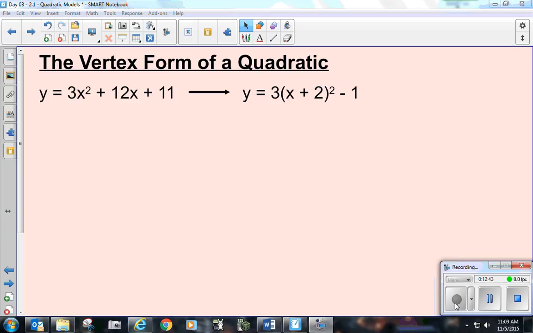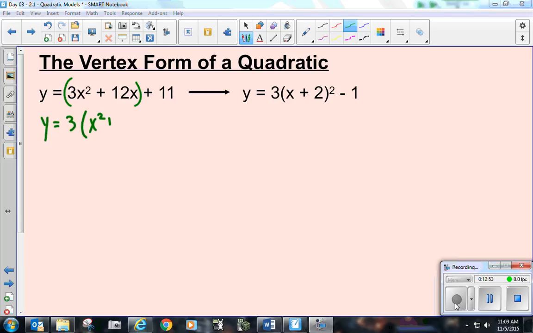All right? I'm going to factor a 3 out of here. If I say y equals 3 times x squared plus 4x plus 11. Someone in my other class said, can't you factor an x out of there? I could, but remember, I want to try and end up with something like this, where I have a quadratic in here. Because x plus 2 squared is a quadratic, if I FOIL that out. So I want an x squared plus 4x.